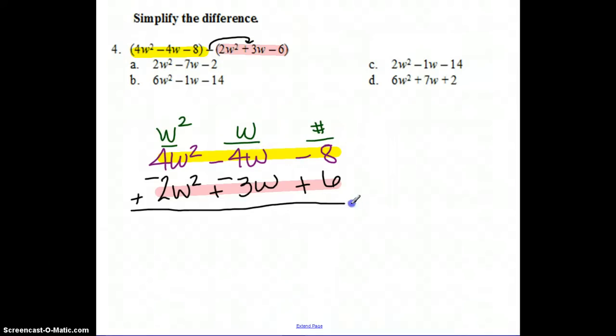And then I'm going to draw my line. Now I can go through and total up my columns. So 2w squared minus 7w minus 2. So on number 4, that means that A will be our answer. Do remember, when it's a subtraction, write that out just the way it is, and then distribute the negative. Much easier process when you do it that way.